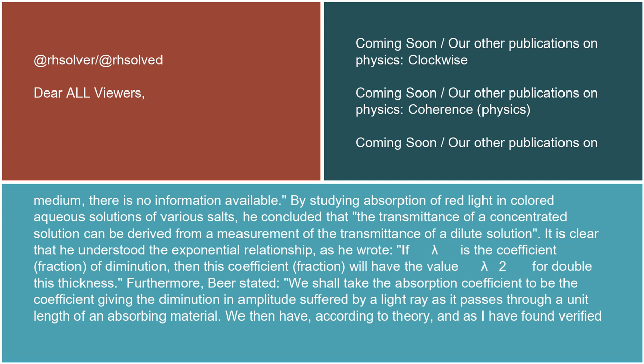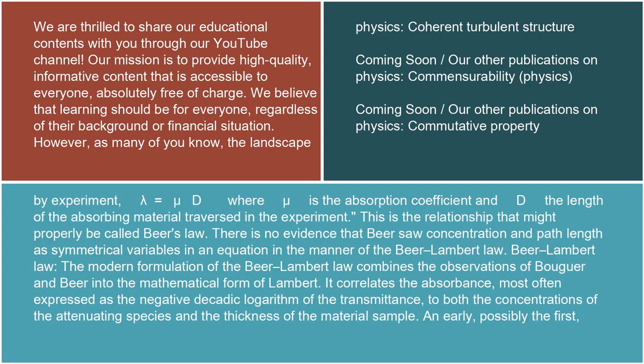Furthermore, Beer stated, "We shall take the absorption coefficient to be the coefficient giving the diminution in amplitude suffered by a light ray as it passes through a unit length of an absorbing material. We then have, according to theory, and as I have found verified by experiment, lambda equals mu d, where mu is the absorption coefficient and d the length of the absorbing material traversed in the experiment." This is the relationship that might properly be called Beer's law.